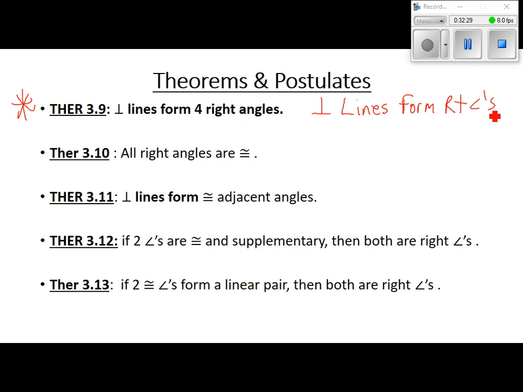This one we use some, and all it says is all right angles are congruent. Sort of a common sense thing. Not sure why it's a theorem, it probably should be a postulate. If you have two right angles, they're always going to be congruent to each other. And the other three down through there, we won't use them as much. But those first two will get used quite often.